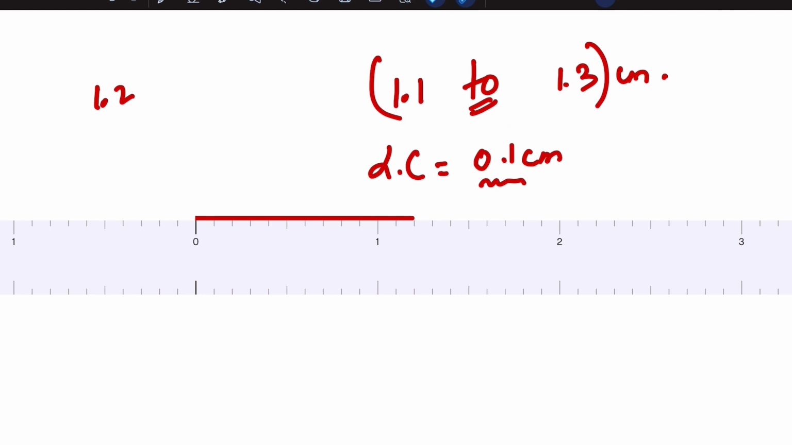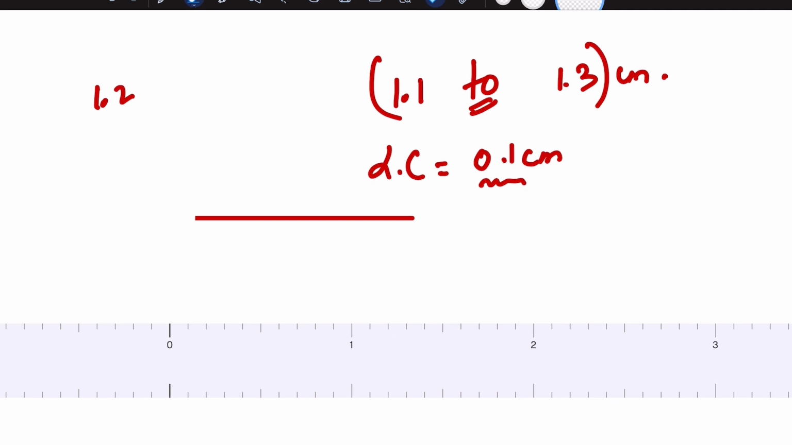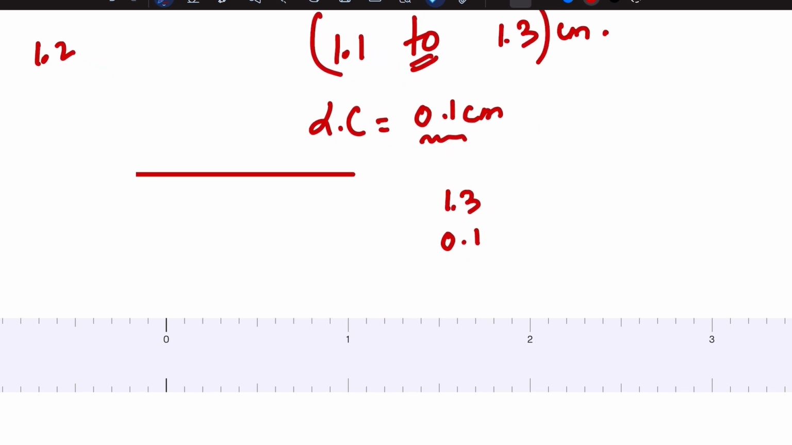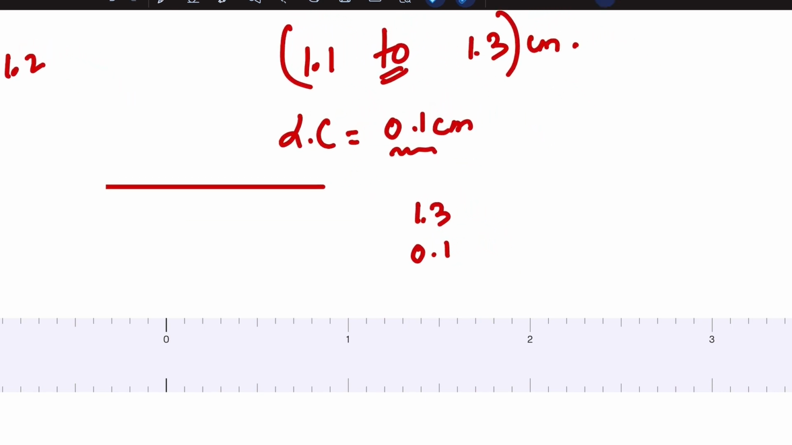Now observe this pattern here. So when you take the measurement as, now let's rub this off. When you take the measurement as 1.3, what is the least count? 0.1. Now observe this pattern. If you take the measurement as 1.3 or 1.2 centimeter, the least count is 0.1. It can accurately measure up to one place after the decimal.